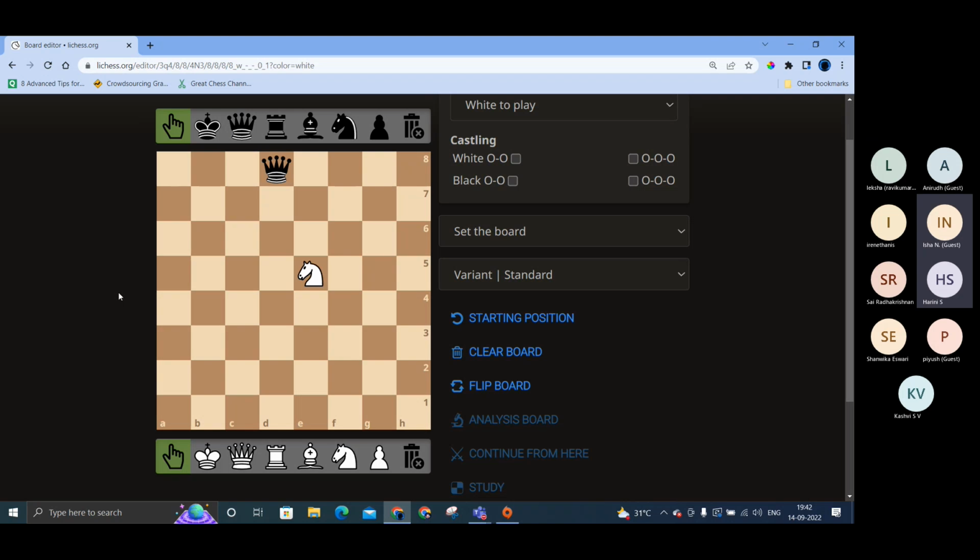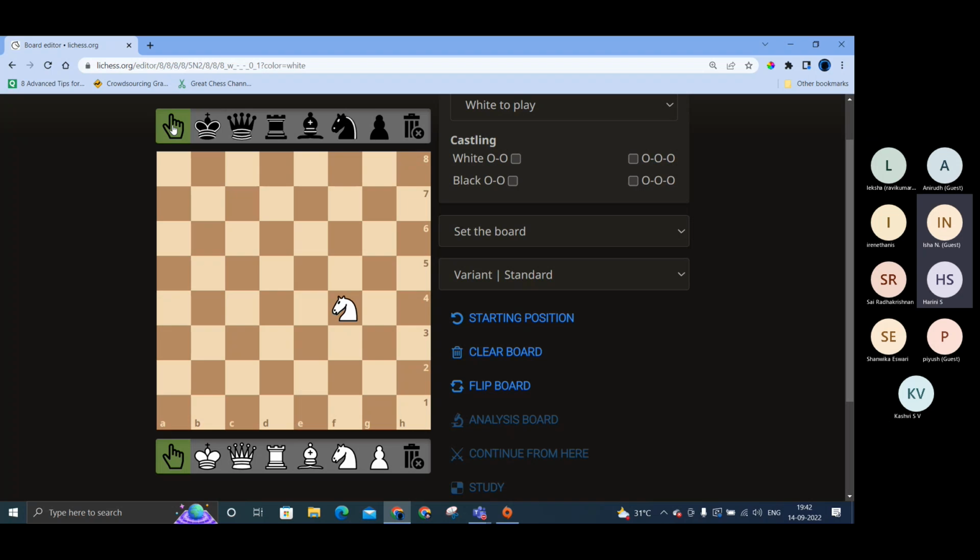Next, Kashvi. Now tell me if the knight is attacking the queen. Yes or no? No, ma'am. No, because this is not the landing square, so it doesn't. Okay, very good.